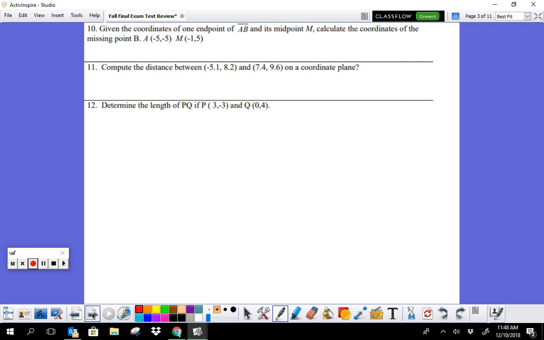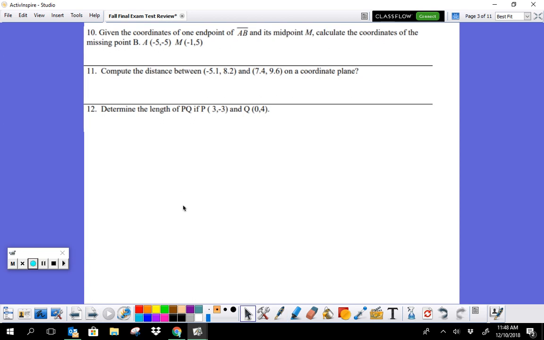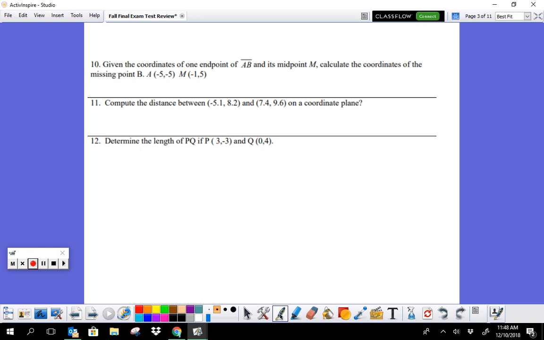Number 10, given the coordinates of one endpoint of AB and its midpoint M, calculate the coordinates of missing point B, and then it gives us the coordinates of A and M. So what I'm going to do, I know these numbers don't make sense on a number line, but for some reason for me, it makes more sense to see it this way. So I'm going to put A, and then M is my midpoint, and B is down here. Okay, and it says that A is at -5, -5, and M is at -1, 5, and they're wanting me to find X, Y down here. Now there is an algebraic way to do this, and I know in my classes we're not doing it that way. We're using more of our common sense here.